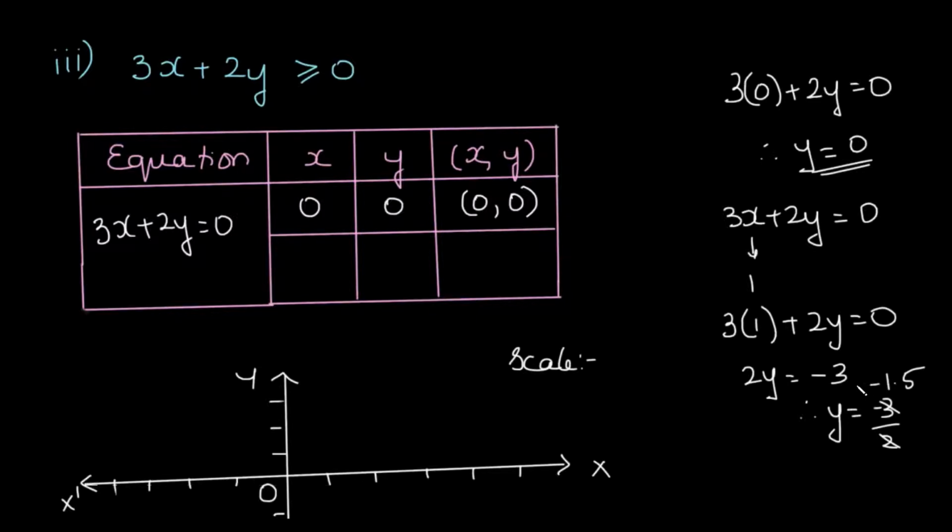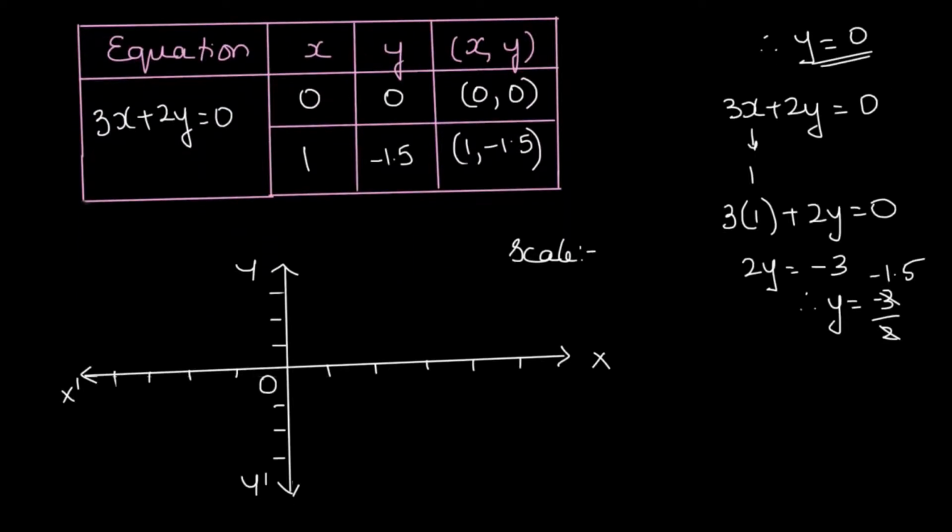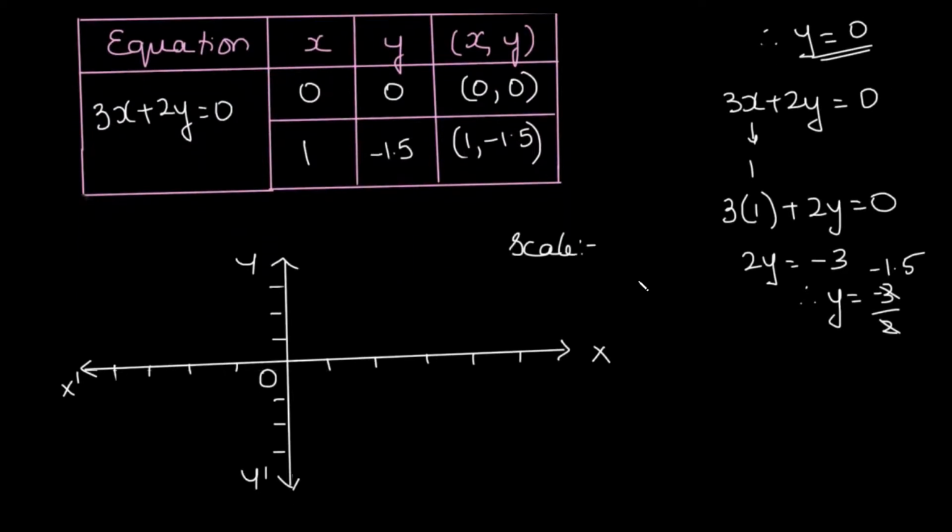So we will take this particular point then. So when we take x as 1, the corresponding y comes as minus 1.5. So 1 and minus 1.5 is a point on the graph that is here, on the line that is there. So now we can go on to plot the line, plot the graph. So in this case, the scale is the same. We are taking 1 centimeter equal to 1 unit on both axes.